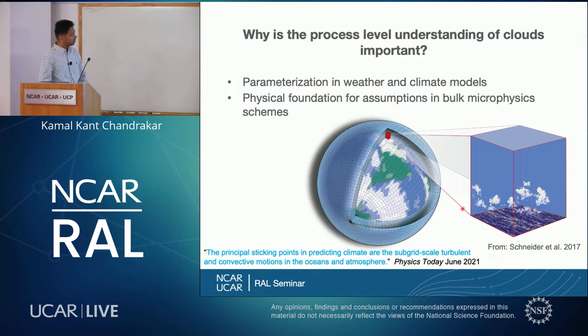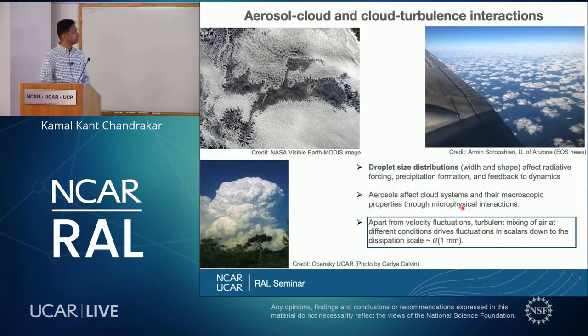There was a quote in a recent Physics Today article that reads, the principal sticking point in predicting climate and climate are the subgrid scale turbulent and convective motion in the ocean atmosphere. So subgrid scale representation of cloud turbulence interactions is critical from a climate prediction point of view. And that's my aim, to understand how clouds interact at various scales and how we can improve their representation in these large-scale models.